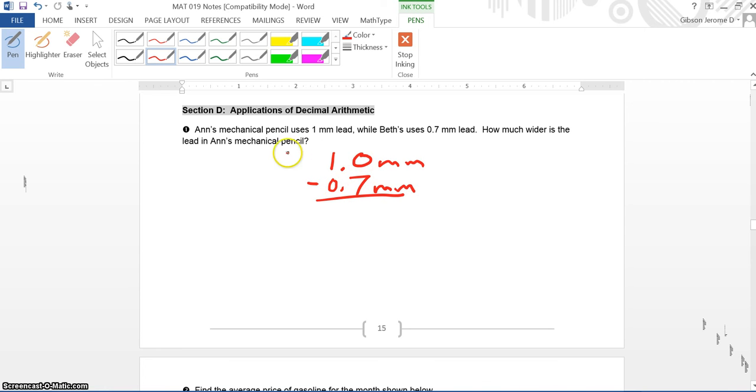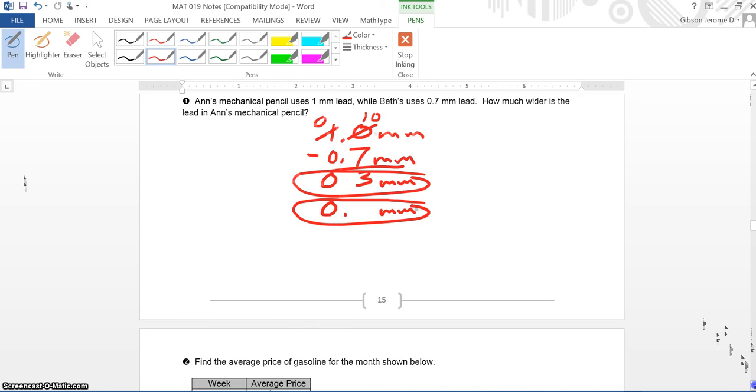We cannot subtract 7 from 0, so we'll borrow 1 from this 1 and make that 0, and the 0 will become 10. 10 minus 7 is 3. Bring down our decimal, and we'll bring down our 0. It'll be 0.3 millimeters. And that is the final answer.